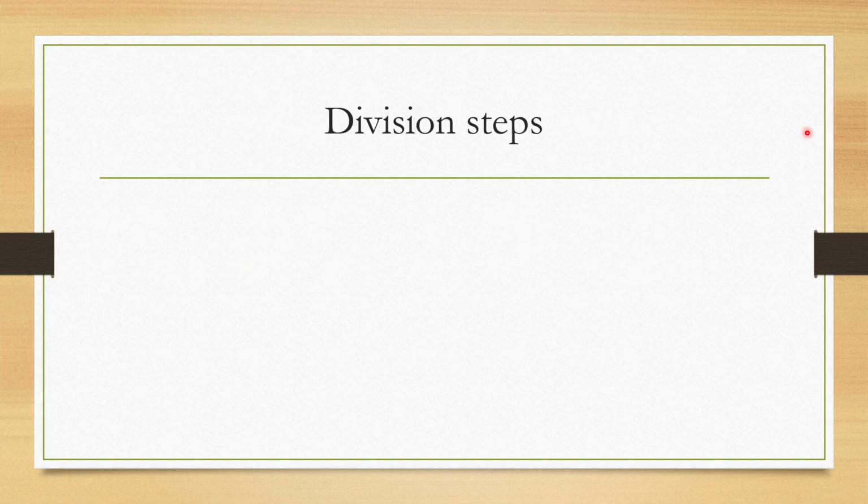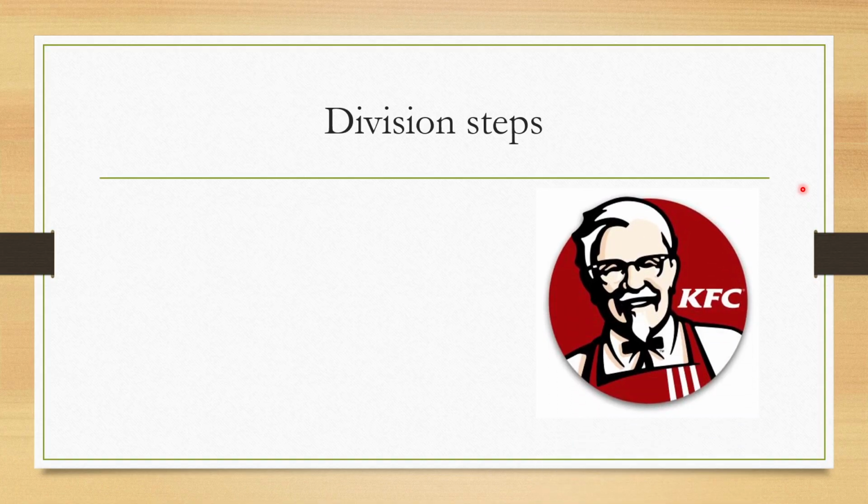Now division steps. So this is a little weird one, but here's a small acronym that can help you remember it. So this is called the KFC acronym. This applies when you're dividing two fractions together. So let's look at the acronym itself. K, keep the first, F for flip the second, C for change the sign. So this is the easiest way I remember how to divide fractions.